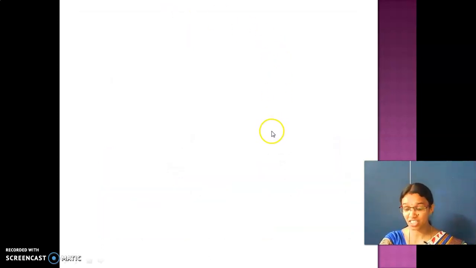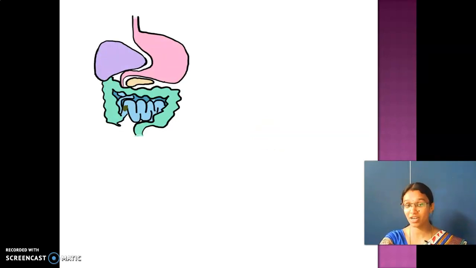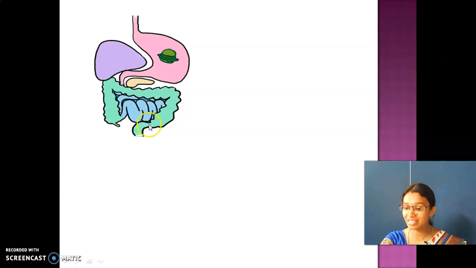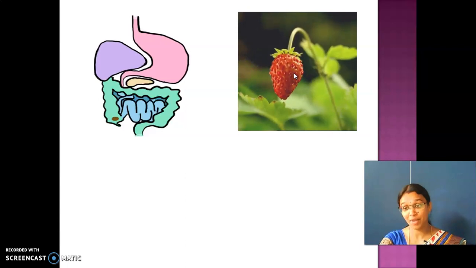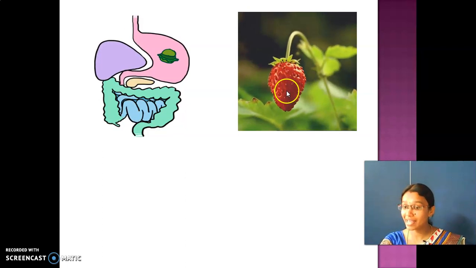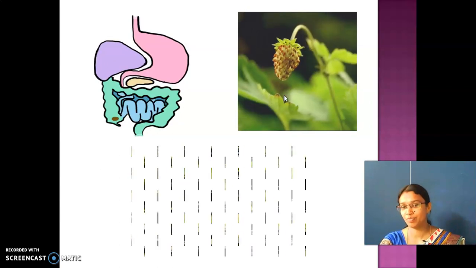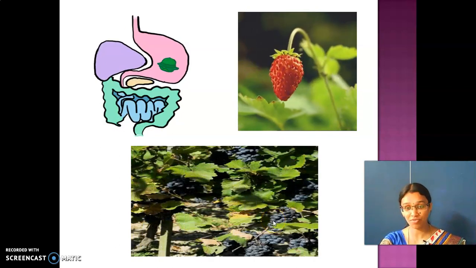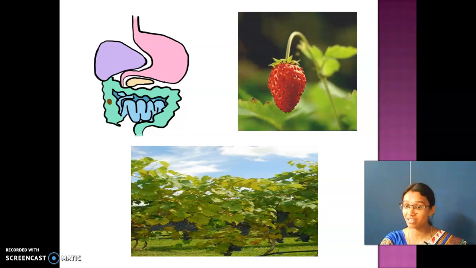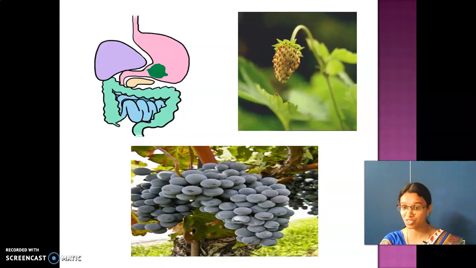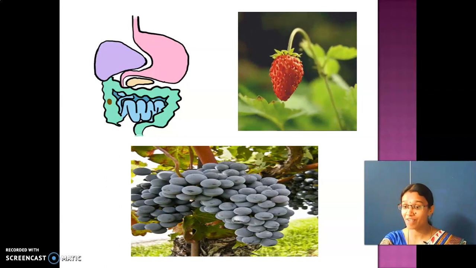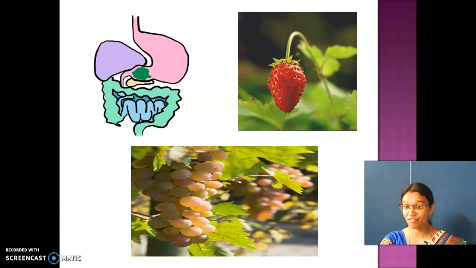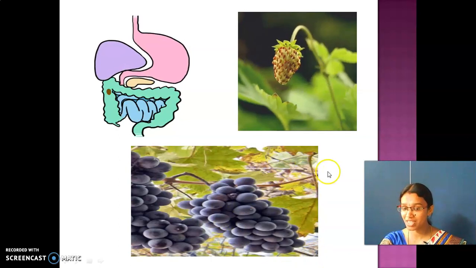Why is this chemical change important for us children? Look at here. Digestion of food is an example of chemical change. And then look at here, ripening of fruits is also an example of chemical change. And then fermentation of grapes. Have you heard this word, fermentation of grapes, where it is used? In the preparation of grape wine. So what is the process used there?